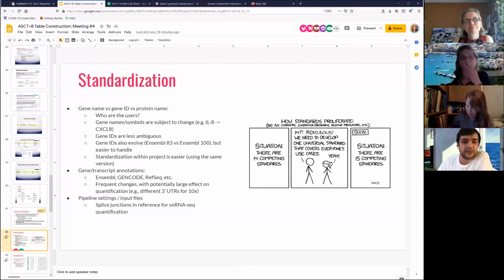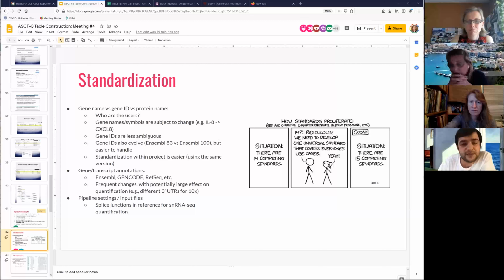So we have these marker tables or different resources which list different markers for different cell types and so on. But the name, ID, or protein name is an important decision, and I think the important thing is it depends on who the users are. In our case, we are using it for single cell data sets, and human readable gene names or IDs are the things that we are using. But they are both subject to change. So gene names evolve, gene IDs also evolve, but IDs are a bit more reliable.